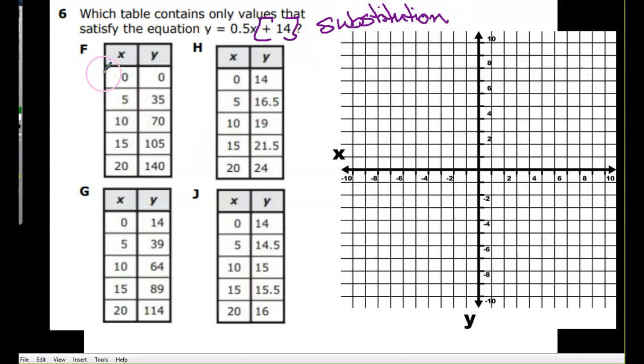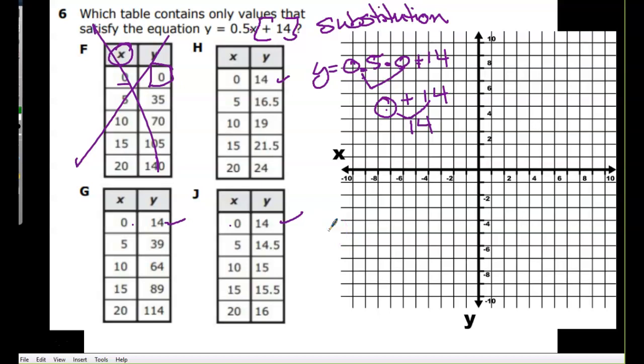Substitution. So we're going to substitute our x's. So I know y equals 0.5 times, because that's what is implied right there, is a multiplication, x of 0 plus 14. Okay, 0.5 times 0 is 0 plus 14. 0 plus 14 is 14. So if I put in a 0 for x, I should get out 14. It gave me a 0, so that's not it. 0, 14, okay. Input of 0, output of 14.